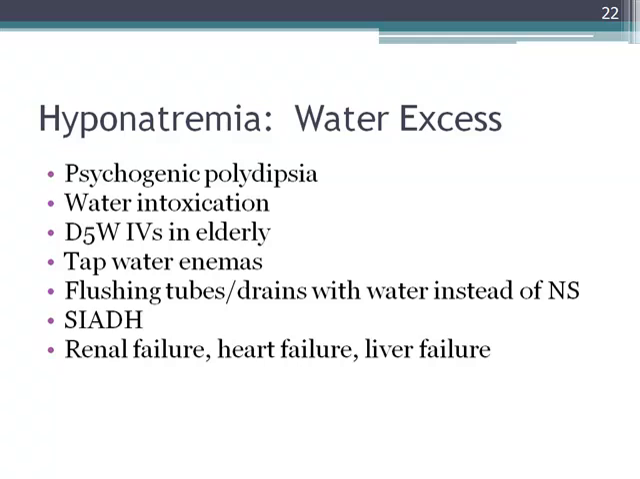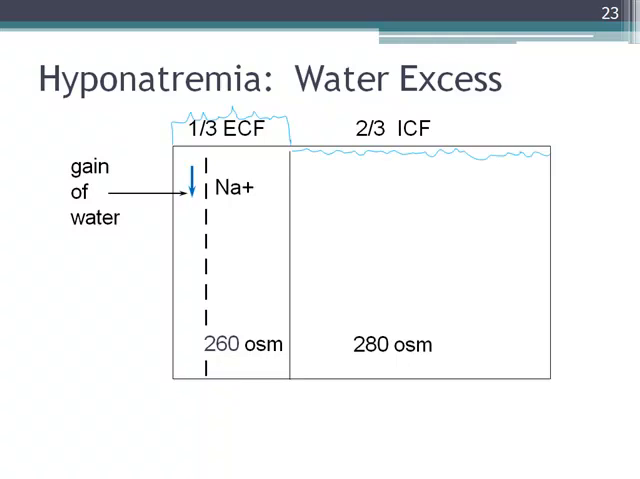And then renal failure, heart failure, liver failure, and again, those were on our slide last week when we were talking about isotonic overhydration. But whether it's isotonic or hypotonic just depends on the concentration of the fluid that's being retained. So in this example, we have an extracellular compartment that's overfilled, and it's so overfilled that the sodium level is diluted. So we have here in our example an osmolality of 260.